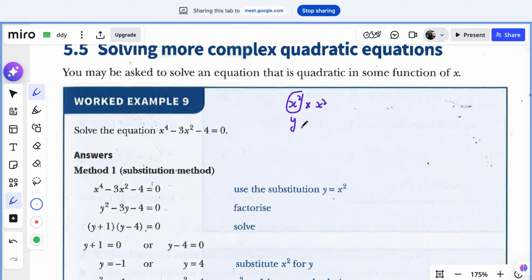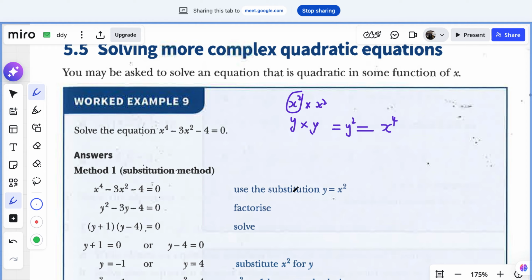In that case, x to the power of 4 will now be what? y squared. Am I right? It's like you're saying y times y, which is y squared. So x to the power of 4 is y squared. This is equal to x to the power of 4, because we make x to the power of 2 equivalent to y. So that's what we're going to do.